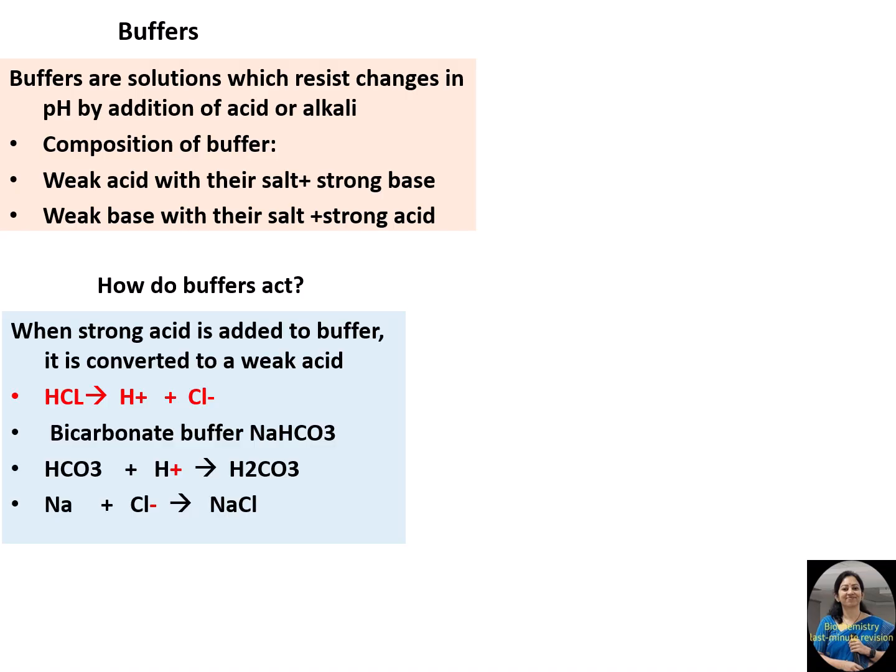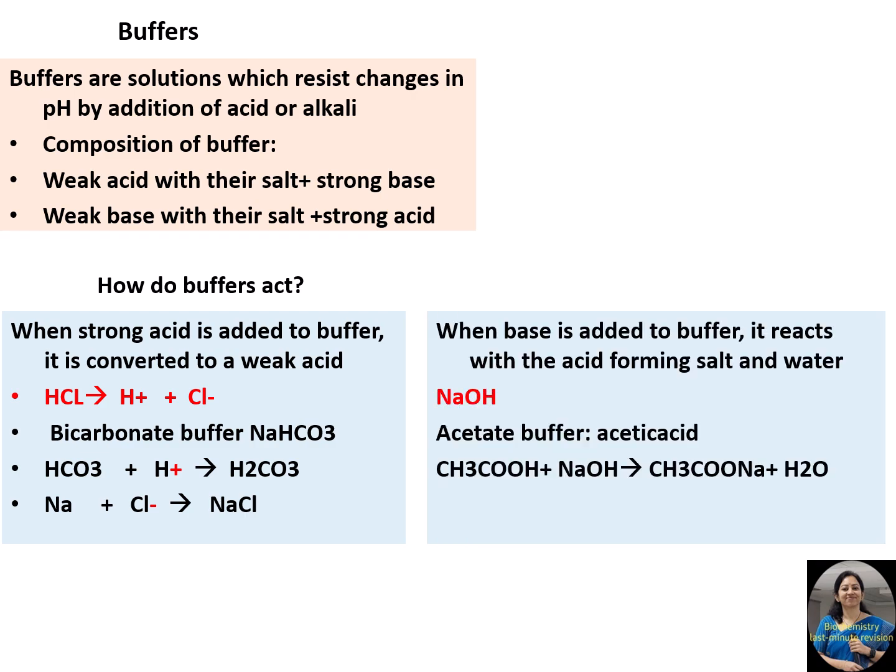Now how do buffers act? So when strong acid is added to buffer, it gets converted to weak acid. Consider this example: dissociation of strong acid, hydrochloric acid, which dissociates as cation H plus ion and chloride anion. Now this acid is buffered by bicarbonate buffer. Now the bicarbonate part of sodium bicarbonate buffers this H plus ion and gets converted to carbonic acid, which is a weak acid, and sodium combines with chloride ion to form sodium chloride.